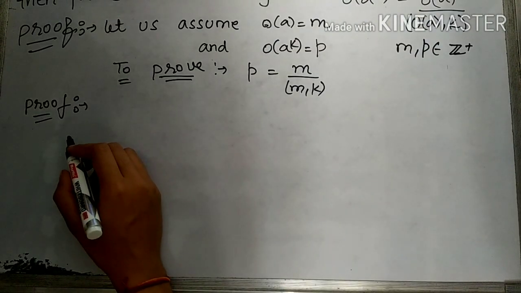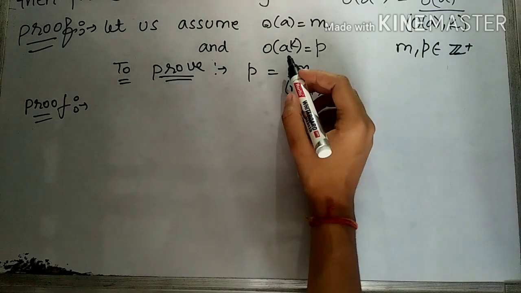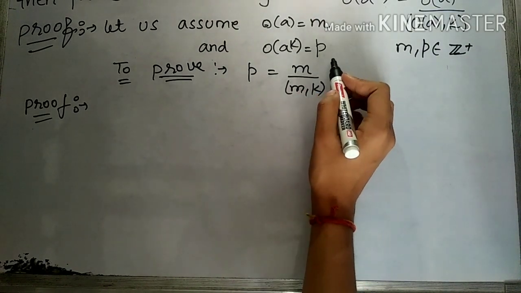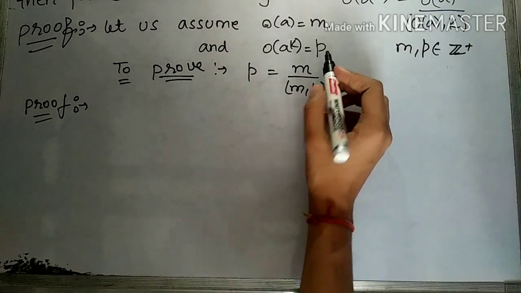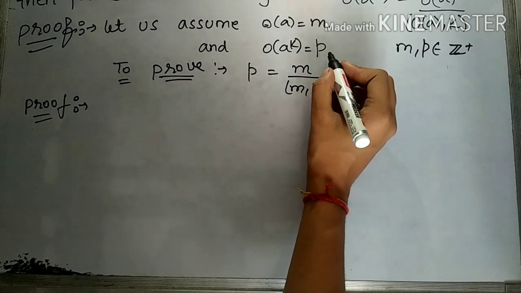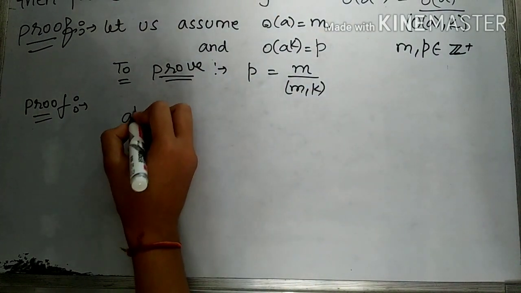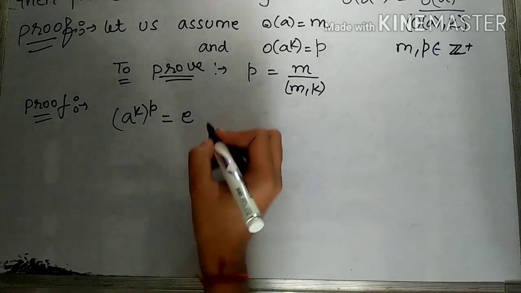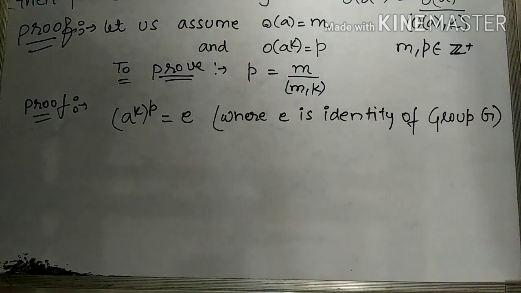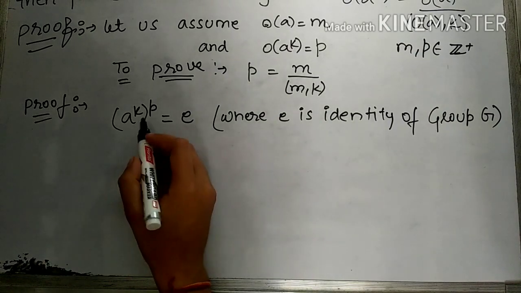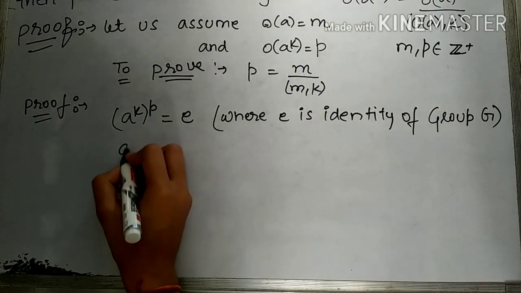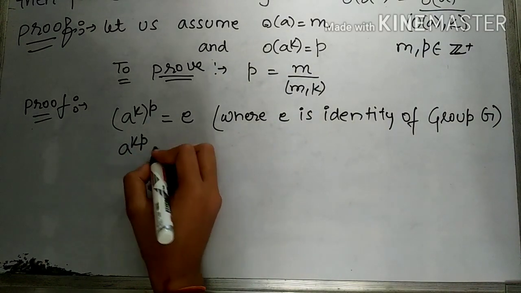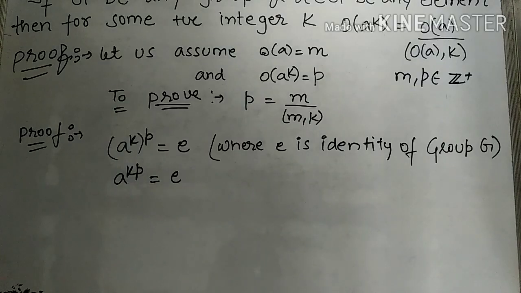So friends, let's prove this theorem. As we have assumed that the order of a raised to power k is equal to p, it implies that p is the least positive integer for which a raised to power k, raised to power p, will be equal to the identity of the group G. And now this power can be written like this: a raised to power kp is equal to identity.